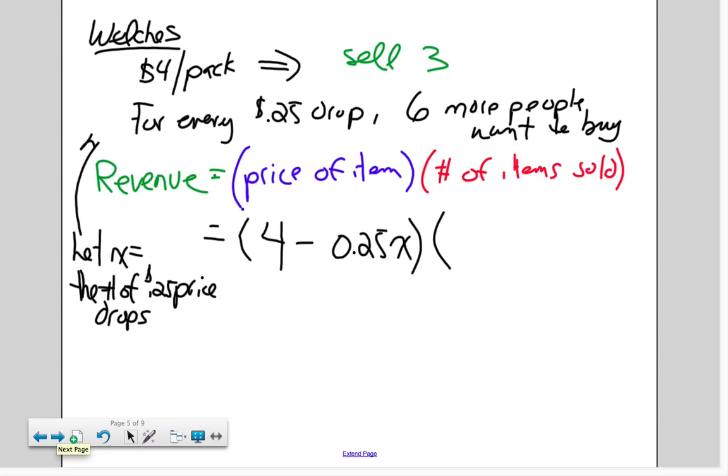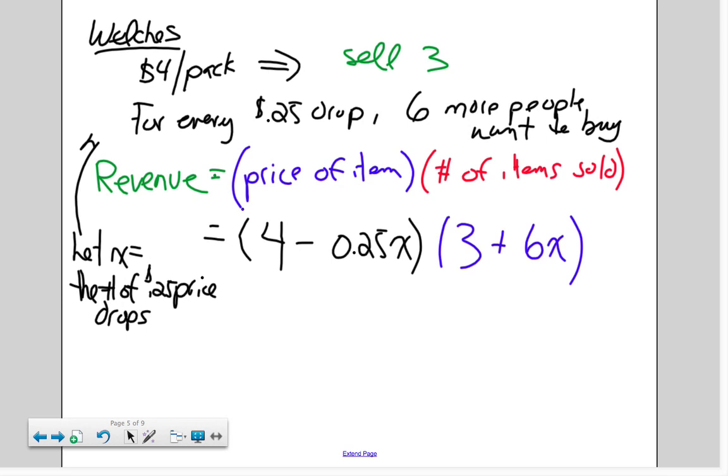Well, I sell 3 if the price is $4. 3 plus 6x. Where'd you get plus 6x from? That almost sounds like a linear equation. I was thinking because this is for every time you... Yeah, I want you to explain to me why it is 3 plus 6x. It sounds like a linear equation.